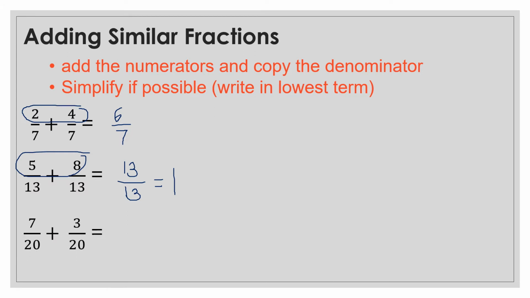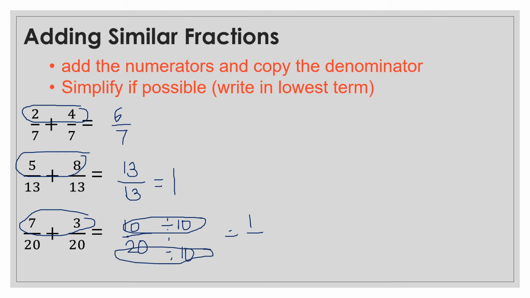7/20 plus 3/20. 7 plus 3 equals 10. Copy the denominator, 20. 10 over 20 can be simplified. 10 can be divided by 10, and 20 can also be divided by 10. 10 divided by 10 is 1 over 20 divided by 10 is 2. Therefore, the final answer is 1/2.